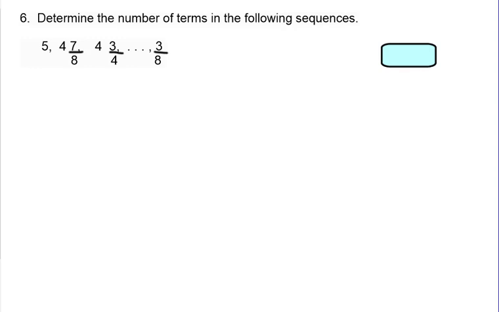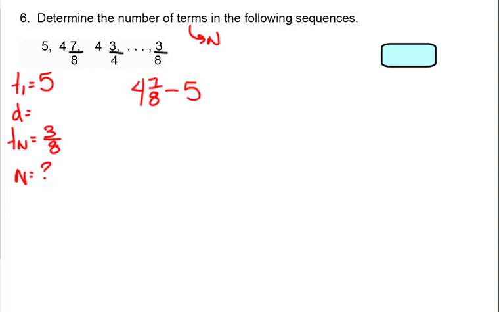Okay, determine the number of terms in the following sequence. Same thing again, we're looking for our n. What I would probably do is start with finding your common difference. We know our T1 is 5. We need a common difference. We have our Tn, that is 3 over 8, so that's our last term. And we don't know what our n is, that's what we're trying to look for.